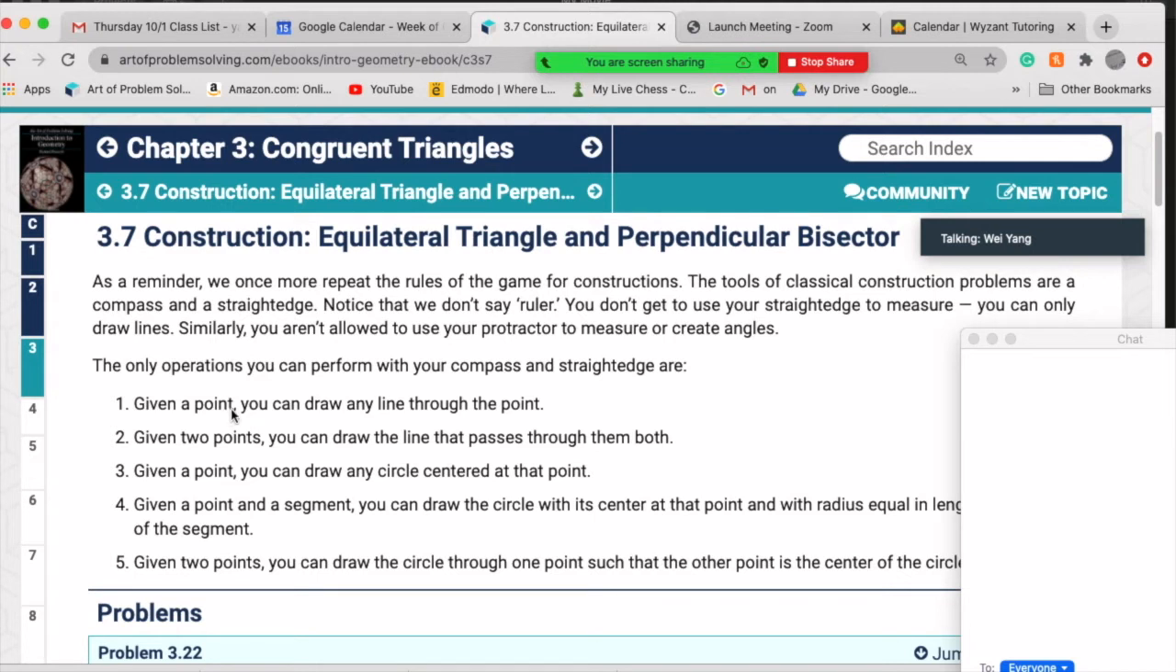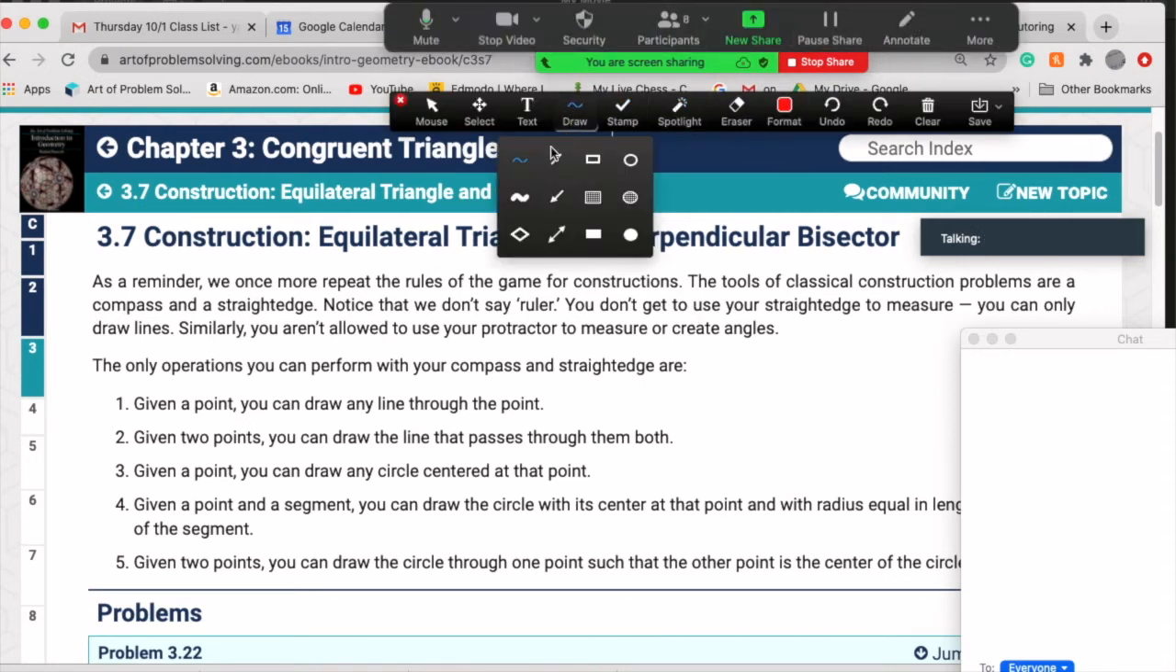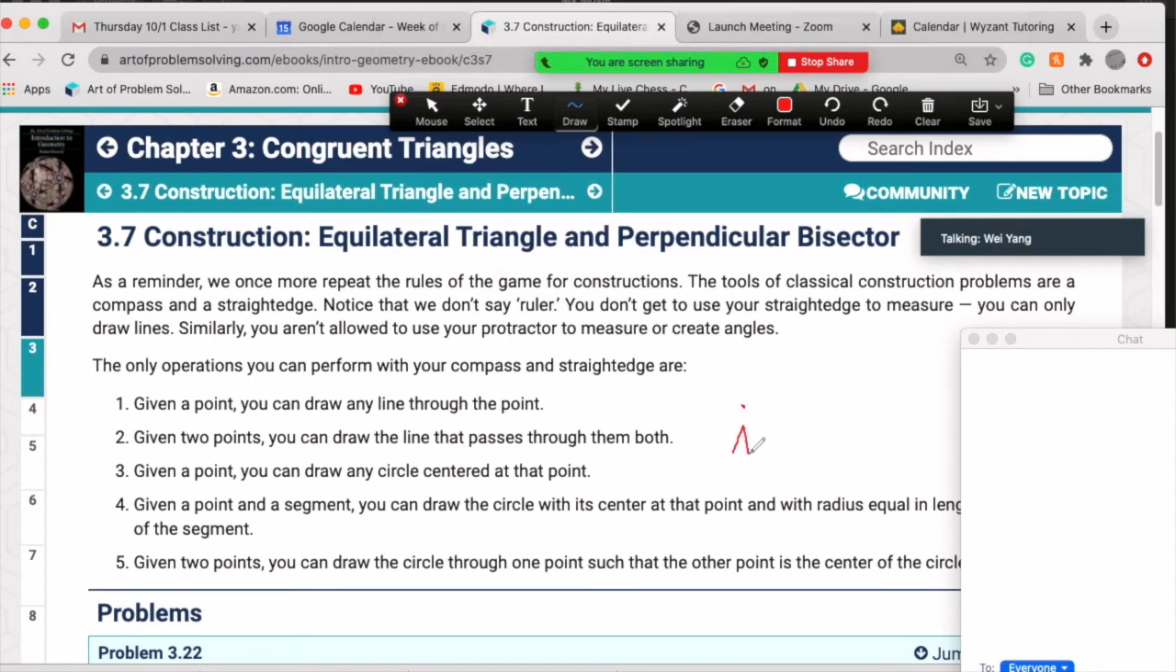1. Given a point, you can draw any line through this point. So that means if we give you a point, you can use a straight edge to draw a line passing through this point. Suppose this one is A, then you can use your straight edge to draw a line passing through this point. 2. Given two points, you can draw a line that passes through these two points. Suppose we give you another point, B. You can draw a line passing through these two points, using your straight edge.